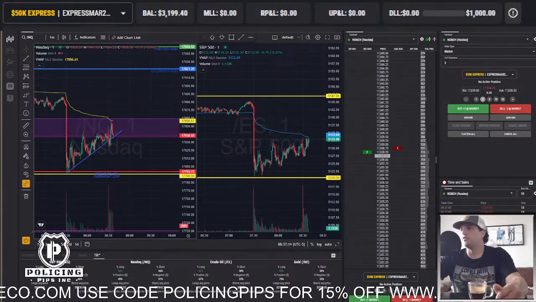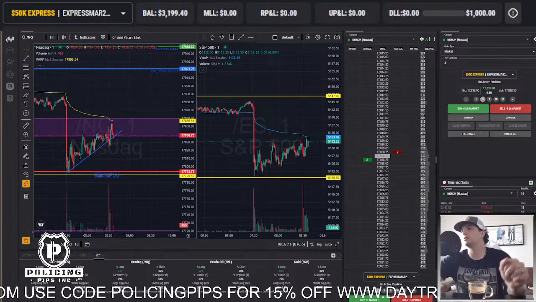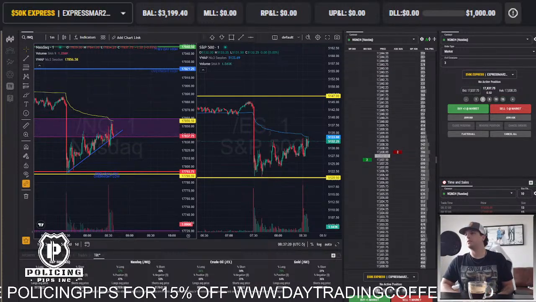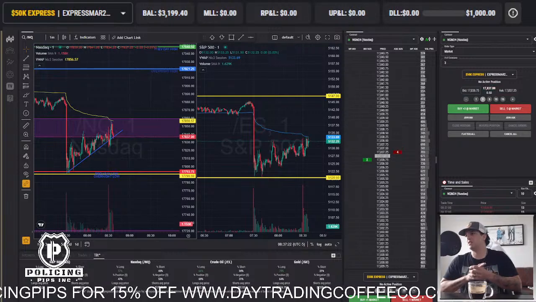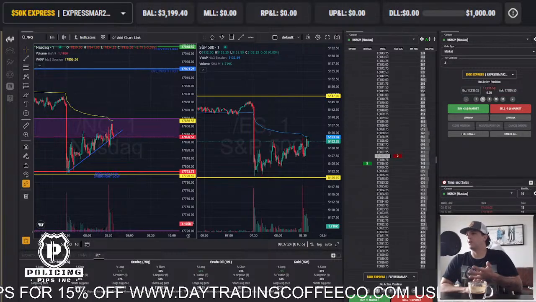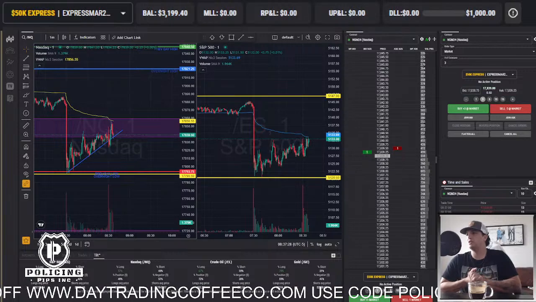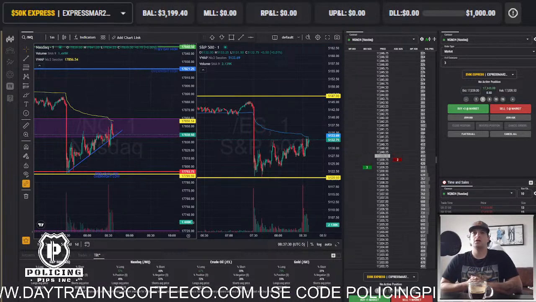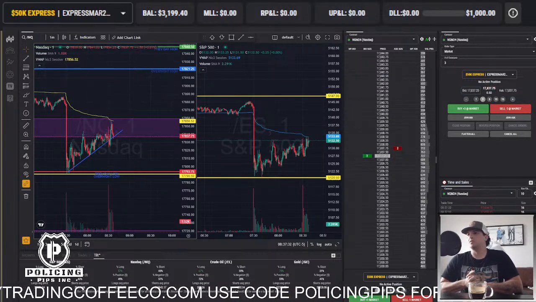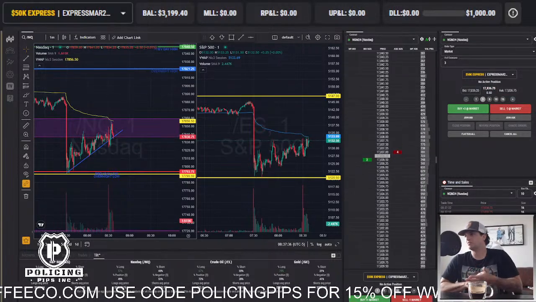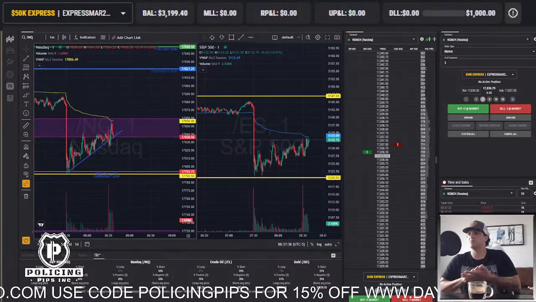Microsoft is bouncing off of 400. Let's see what NVIDIA is doing. NVIDIA is failing that 877 level, trying to rotate back to the low of the pre-market session, which is 867.50, so about $10. There's a lot of opportunity within NVIDIA on a day-to-day basis, with these swings that take $10, $20 swings plus.